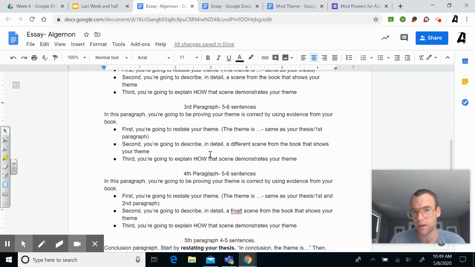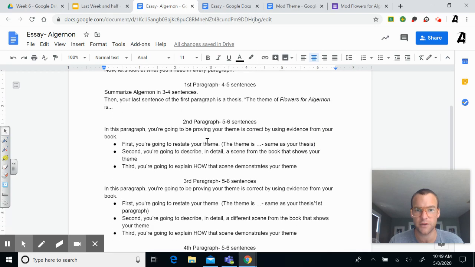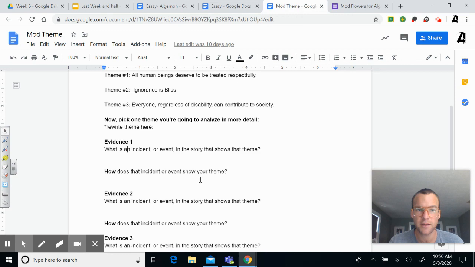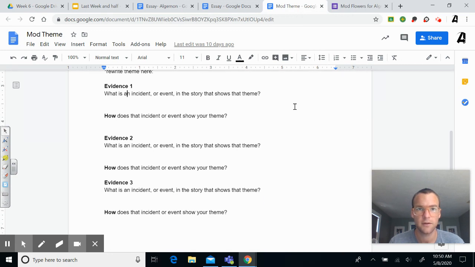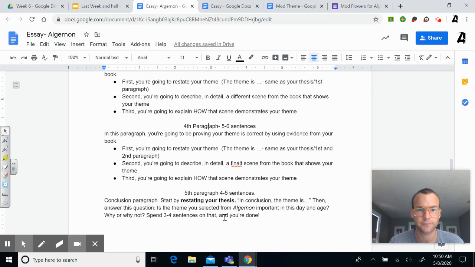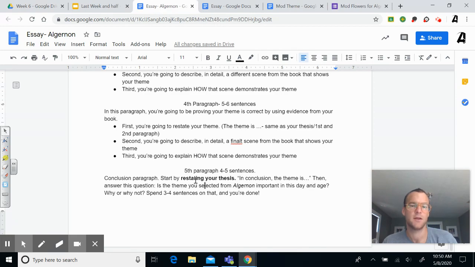You can refer to the actual instructions worksheet in terms of what to do, but it's all the same. If you know how to do the second paragraph, you know how to do the third and fourth. You'll be using this, hopefully, to make your life easier. And then last is your conclusion paragraph. This one should be pretty easy.